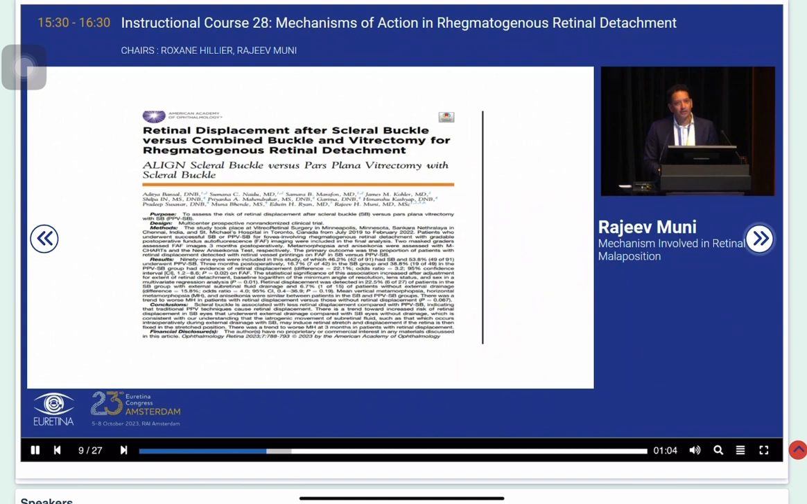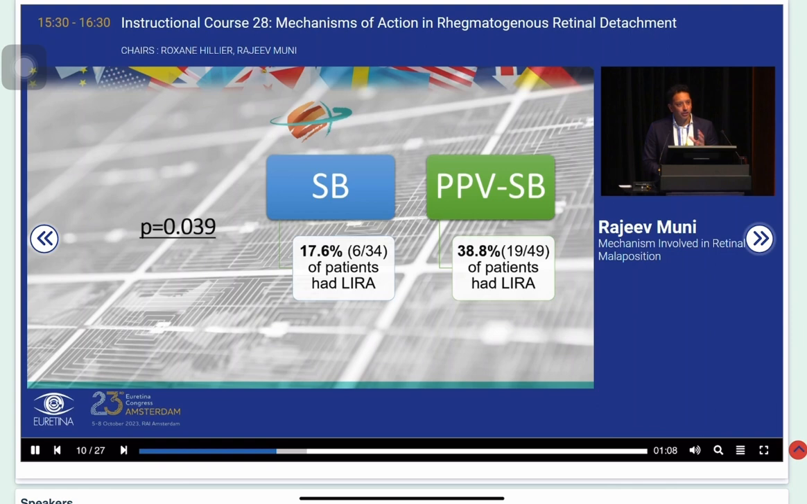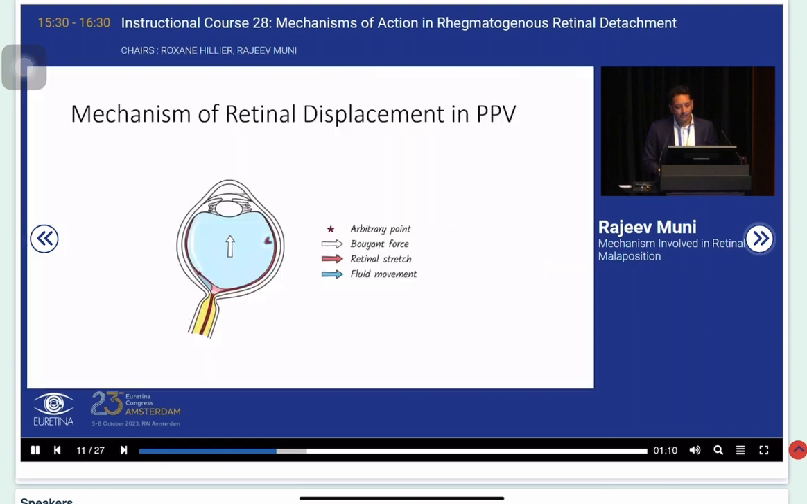We also recently completed a study comparing scleral buckle versus vitrectomy, and again found that in the vitrectomy group there was a significantly greater risk of retinal displacement. So why does this happen?